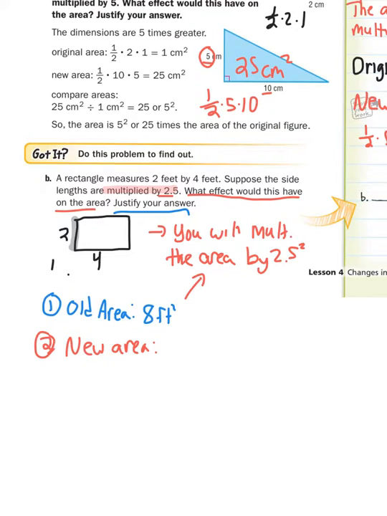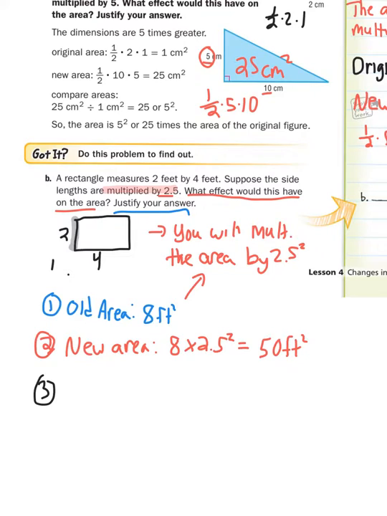Okay, so this is what you should have done. You should have taken the old area, which is 8, and multiplied it by 2.5 squared. And if you do that, you get 50 square feet. Now, to justify it or to prove it, we're actually going to find the area of our new rectangle. So here's what we're going to do.